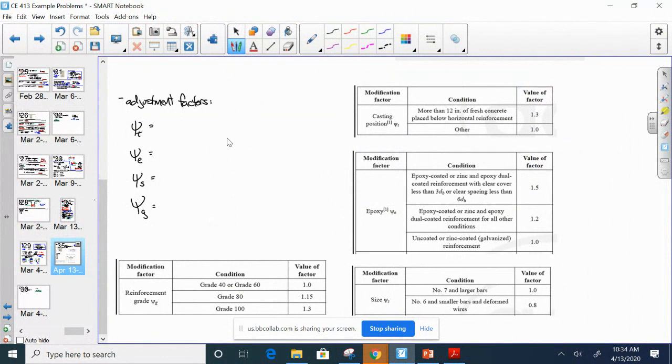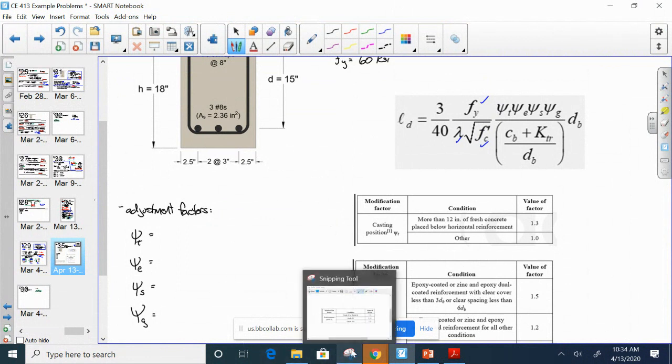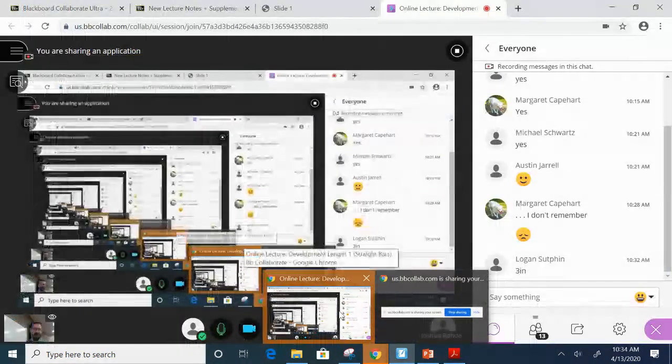So Logan, you were right that the casting position would be 3 inches. Now that's not the clear distance, because for the clear distance we're looking from the bottom of the bar, but that doesn't really matter. The question is whether or not it's less than 12 inches, and it's clearly less than 12 inches. So what I'm asking from Chad is what is the factor if it's less than 12 inches? I want to make sure everybody's paying attention on this.